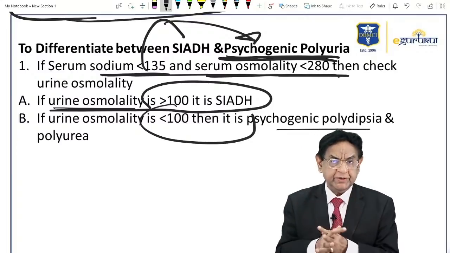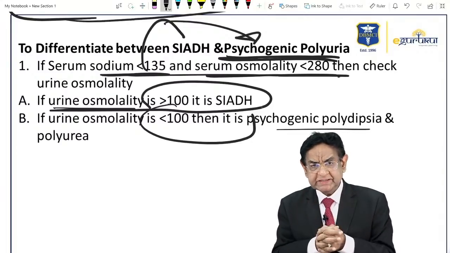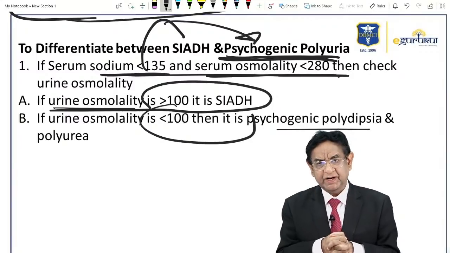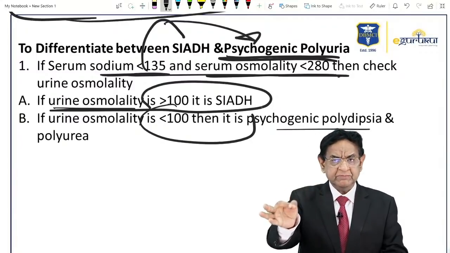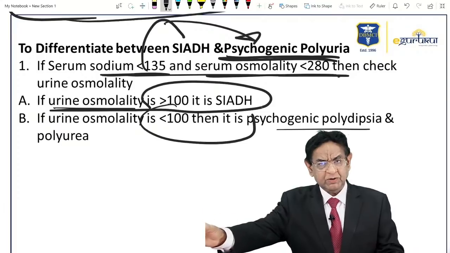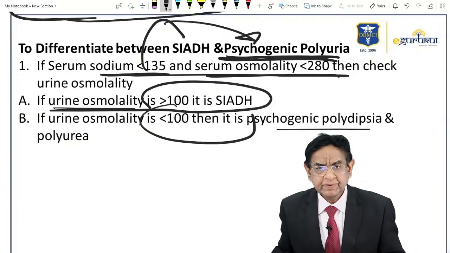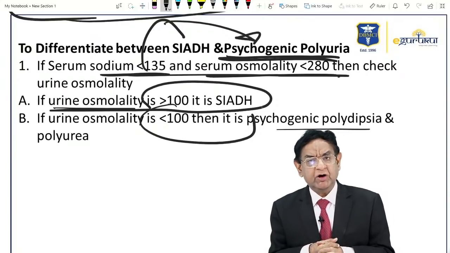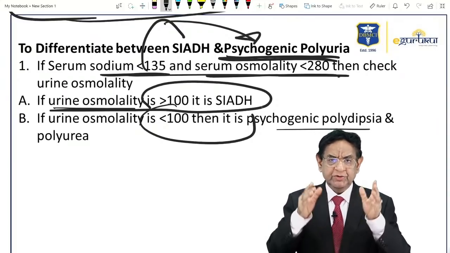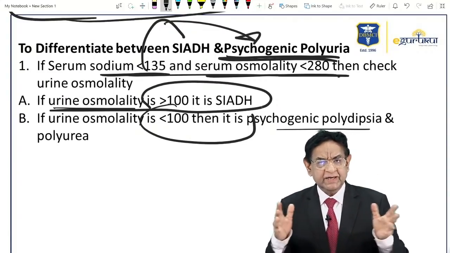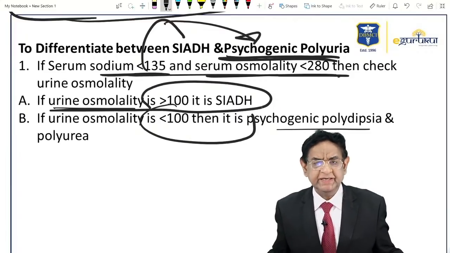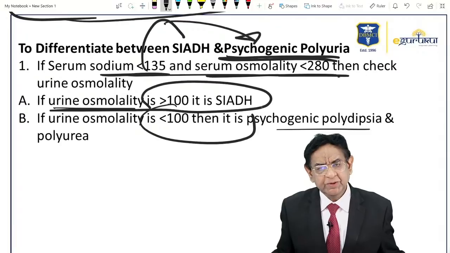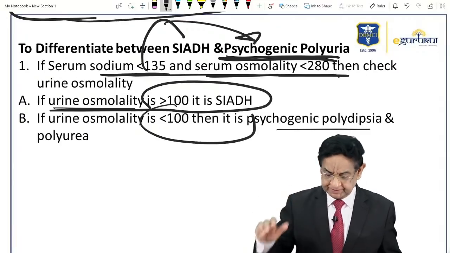So the question to you: what is the similarity between SIADH and psychogenic polyuria? Low serum sodium and low plasma osmolality. So how to differentiate? Check urine osmolality. Urine osmolality will be more than 100 in which condition? SIADH. Reduced in which condition? Psychogenic polyuria, polydipsia.